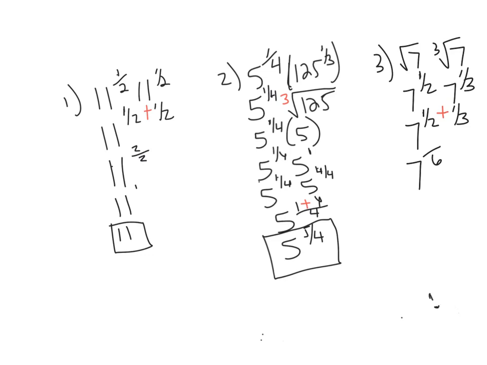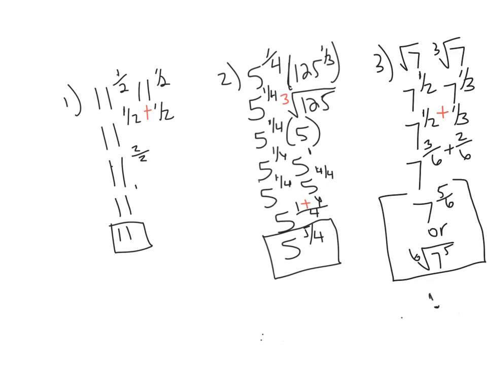So here I need to multiply the top by 3. And here I need to multiply the top by 2. So now that we add our numerators, 3 plus 2 is 5. And our denominator stays the same. So 7 raised to the 5 over 6. Or if you want to write it as a root, this would be the 6th root of 7 to the 5th. So not too bad. So let's take it up a notch.